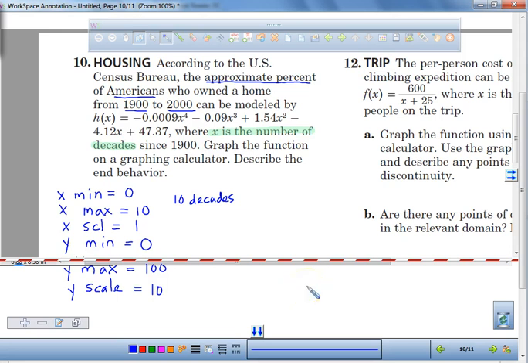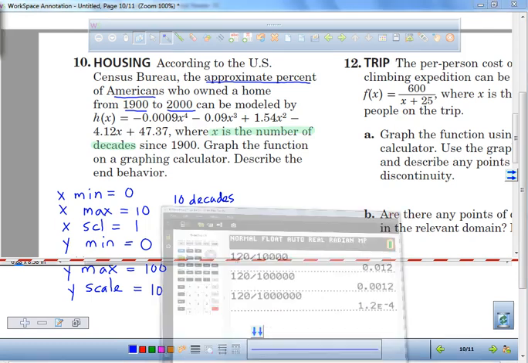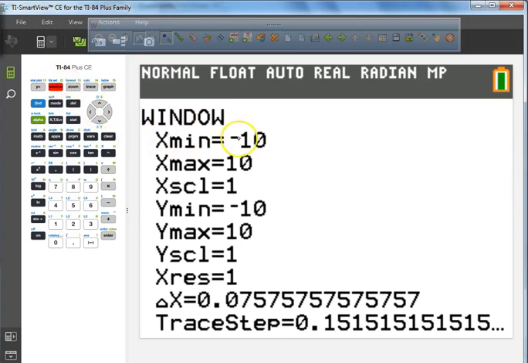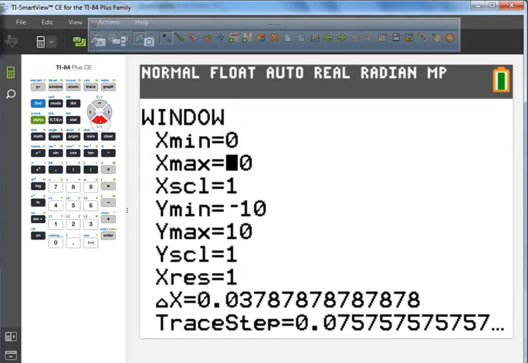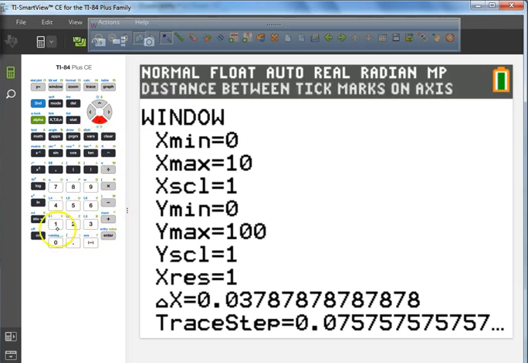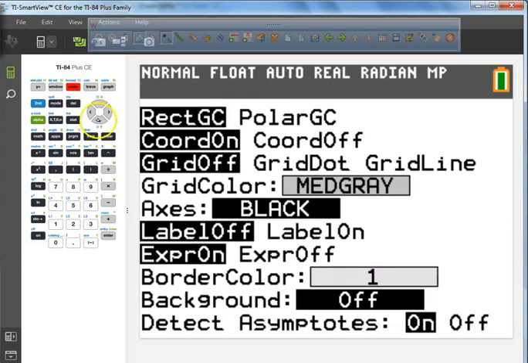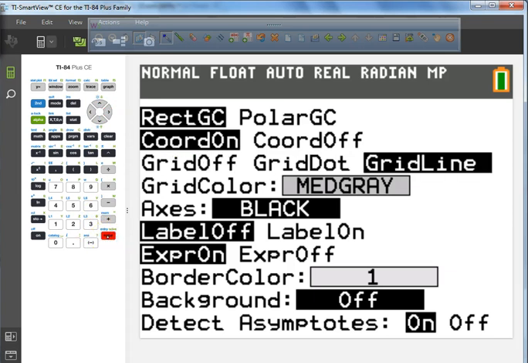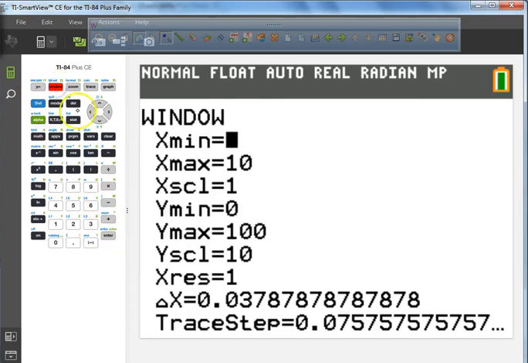So before we graph everything, what we need to do is set the window. So do the window settings first. So go to Window: X minimum 0, X maximum 10, X scale 1, Y minimum 0, Y maximum 100, and the Y scale is going to be at 10. One more thing, hit second, zoom. Let's turn our grid lines on so we can see our grid. Okay. We'll go back to window in case you need to look at the window. There's our window settings right here.